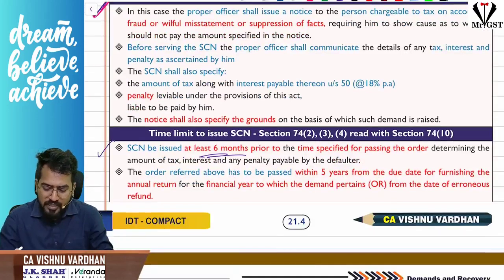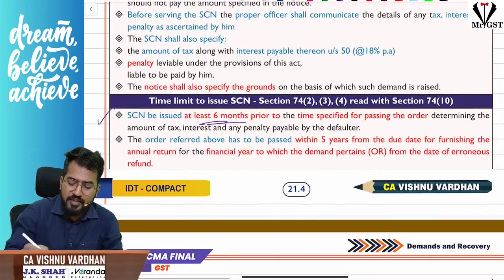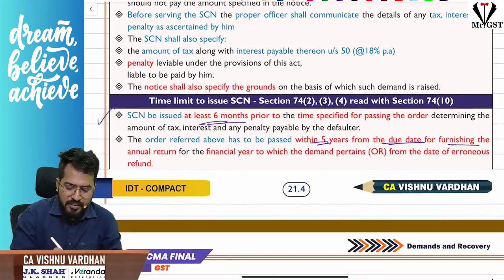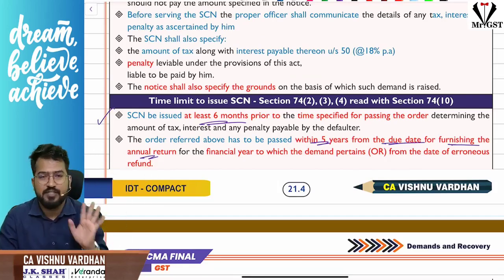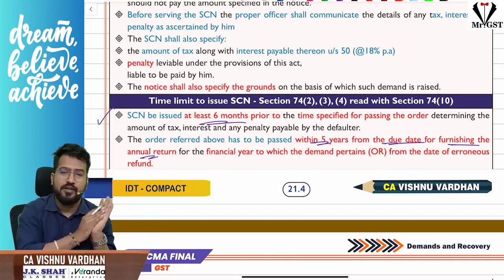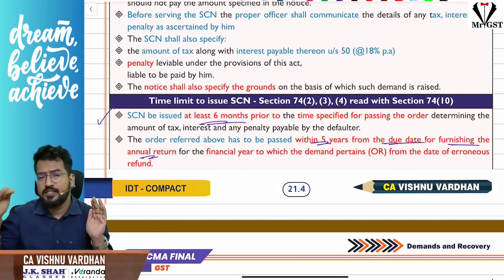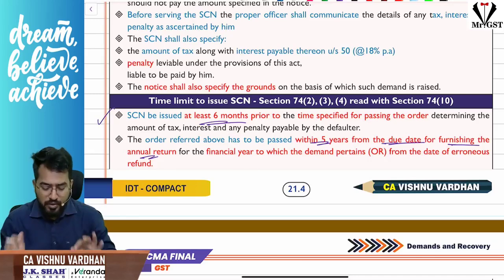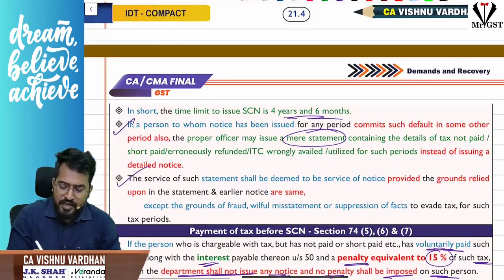Here, order should be given within what time? Sir, the order should be given within 5 years from the due date of furnishing the annual return. There we have seen 3 years, here 5 years for the order. There, for show cause notice, 3 months before the order deadline. Here, 6 months before the order deadline. That means the show cause notice deadline here will be 4 years and 6 months. Simple.